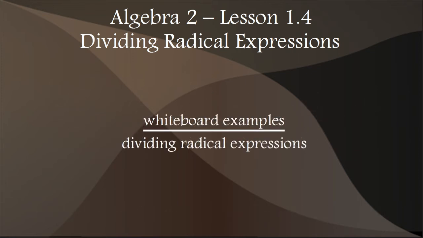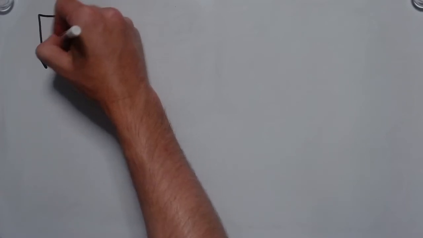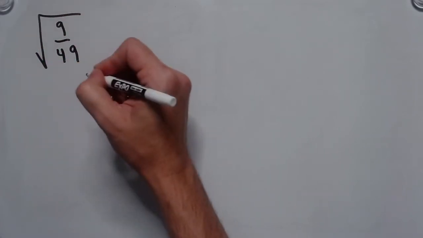Let's jump over to the whiteboard and do some examples. Okay, we're going to start with the square root of 9 over 49. Wait, hang on.